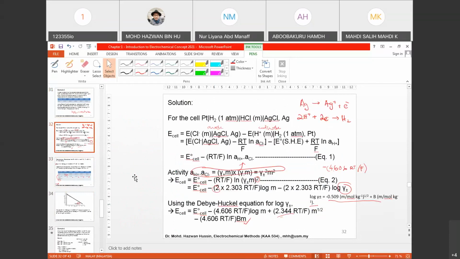When we convert the activity from gamma plus minus multiplied by m, from where we insert 2 multiplied by 2.303 log m minus 2 multiplied by 2.303 RT over F log gamma plus minus. You mean like this one? Yeah, here. From where we insert 2 multiplied by 2.303.